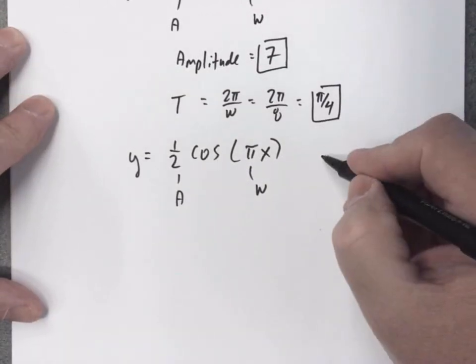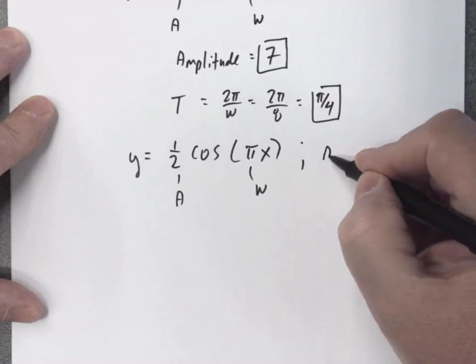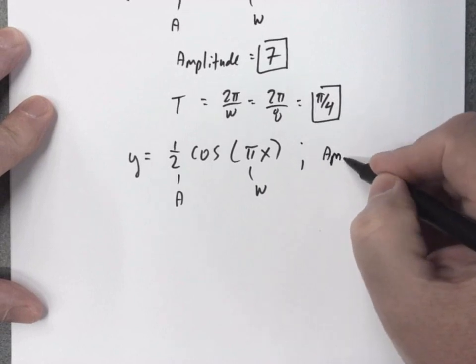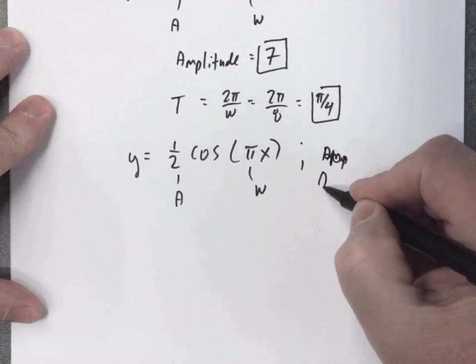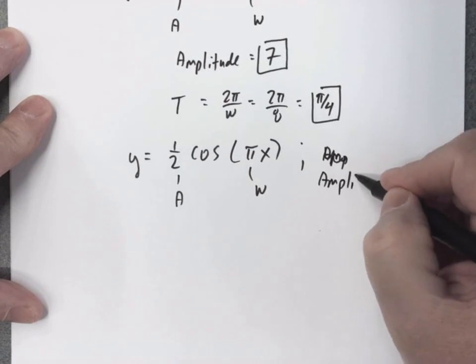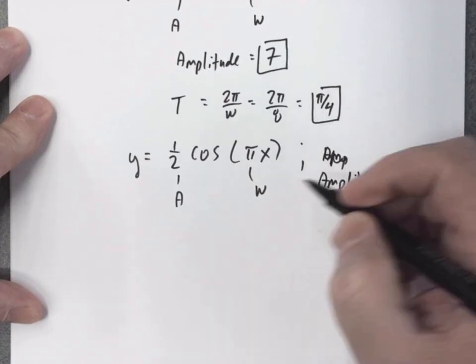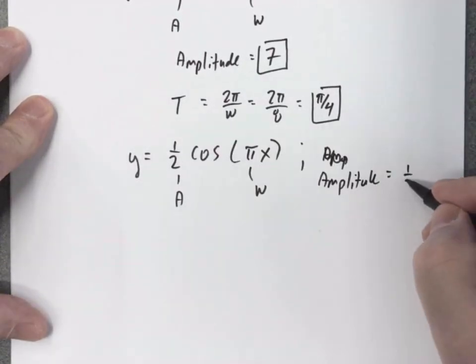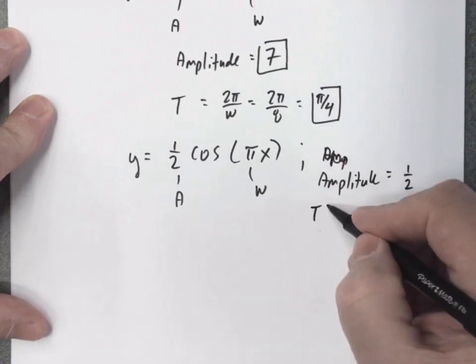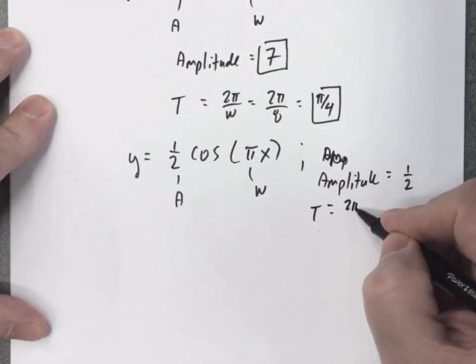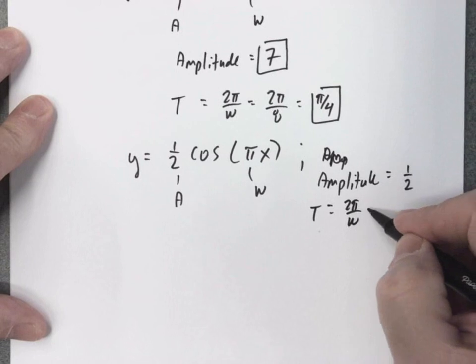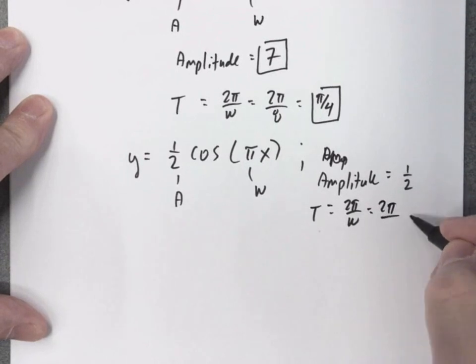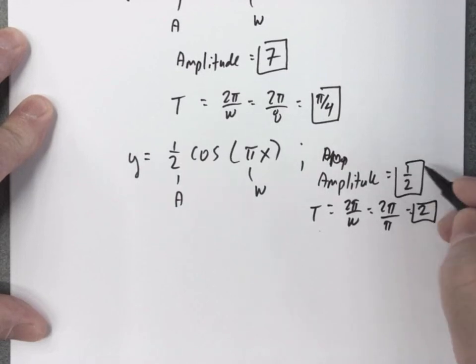So therefore, I can just go over here and say, the amplitude is going to be 1/2. The period, 2 pi over omega, 2 pi over pi. In this case, the period is 2.